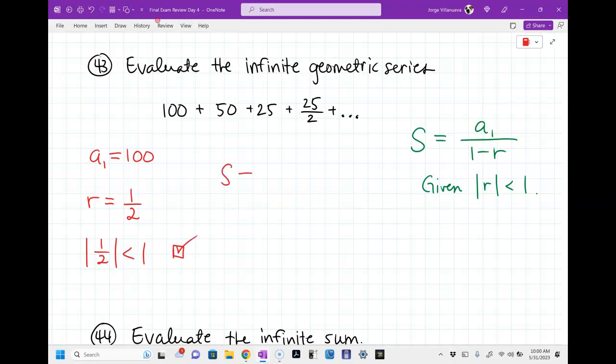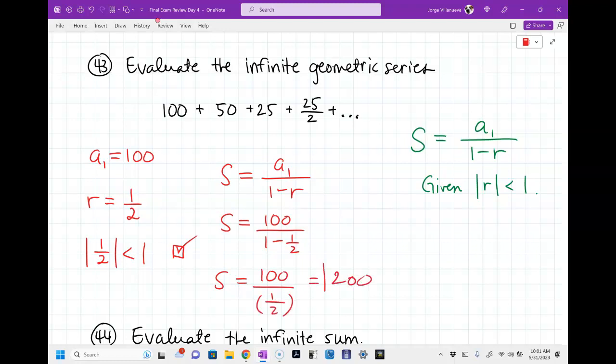So then let me use the formula. A sub 1 over 1 minus r, which is 100 over 1 minus half, which is 100 over half, which is 200. Remember, I'm not doing 100 divided by 2. I'm doing 100 divided by half. So that really means times 2 over 1.